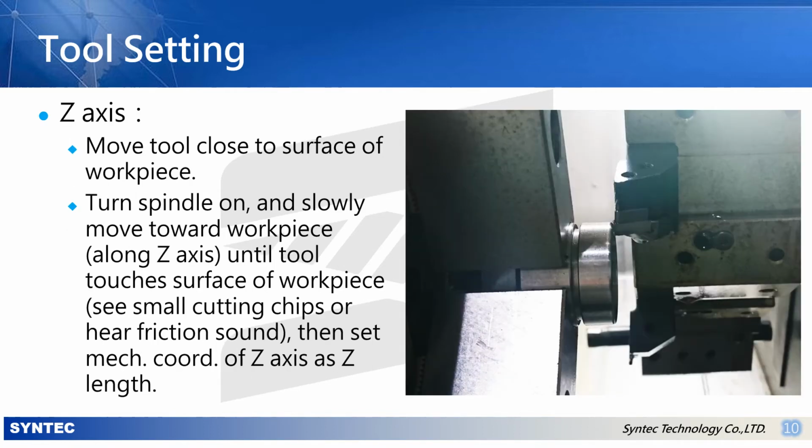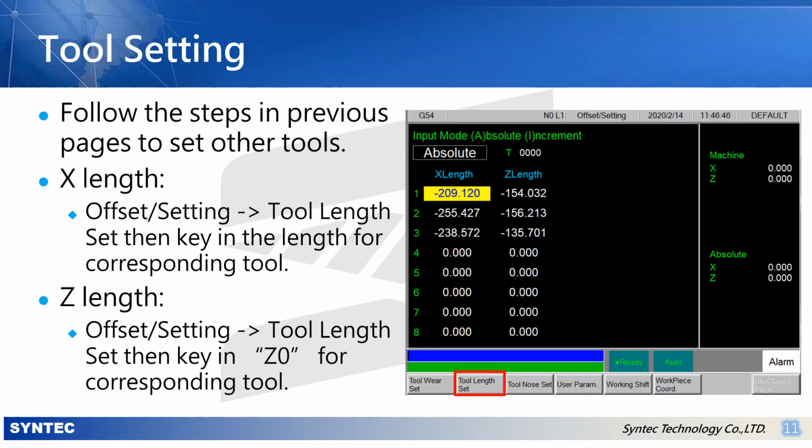To set the Z-axis, move the tool close to the surface of the workpiece without touching it. Then turn the spindle on and slowly move the tool toward the workpiece along the Z-axis until the tool touches the surface of the workpiece. The user can see small cutting chips or hear a friction sound, then set the mechanical coordinates of the Z-axis as the Z length. Follow the steps in previous pages to set other tools.